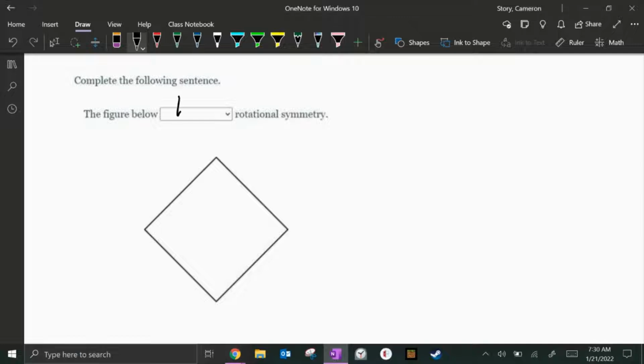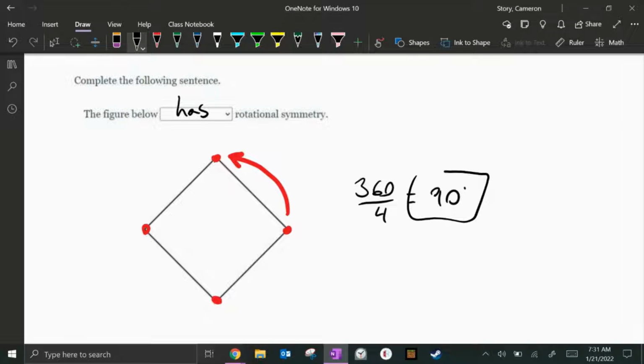Okay, we talked about the square before. This does have rotational symmetry. And you can really see that if you just look at the vertices. The reason why it's 90 degrees is because we have 4 vertices here. 360 over 4 is 90 degrees.